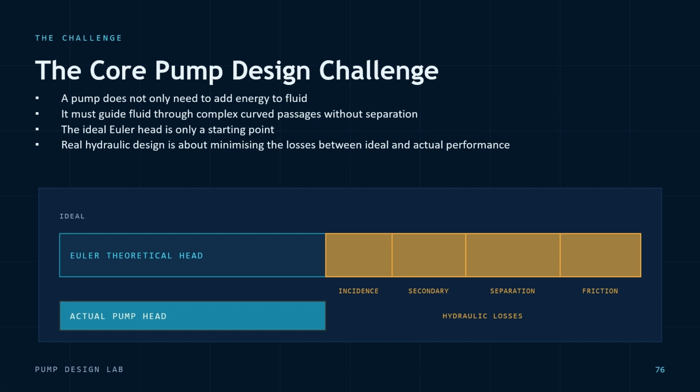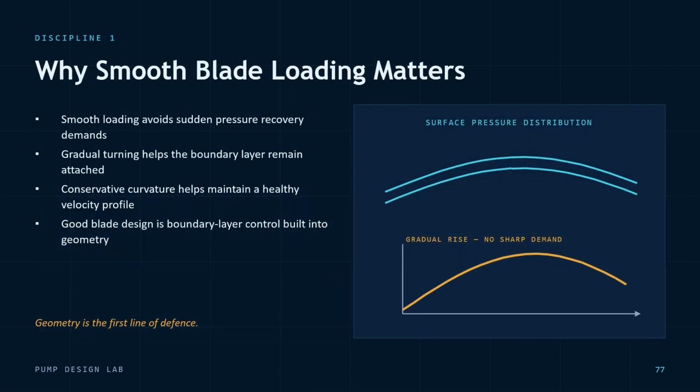Why smooth blade loading matters. Smooth blade loading is not merely an aesthetic preference in CAD. It controls how pressure changes along the blade. When the pressure recovery is spread smoothly, the boundary layer can remain attached. When the blade asks the flow to turn or decelerate too abruptly, the low-momentum near-wall fluid is more likely to separate. Good blade design is boundary layer control built into the geometry.